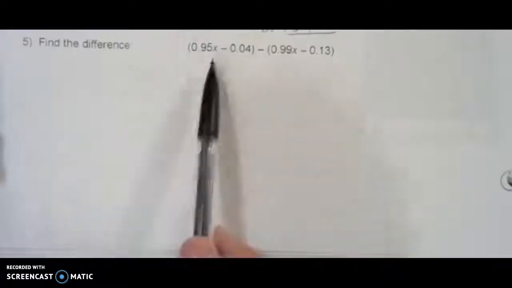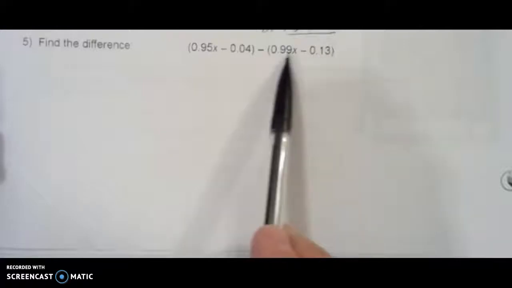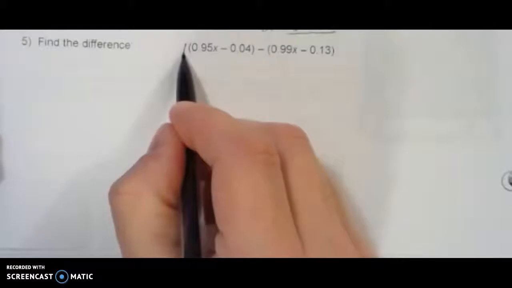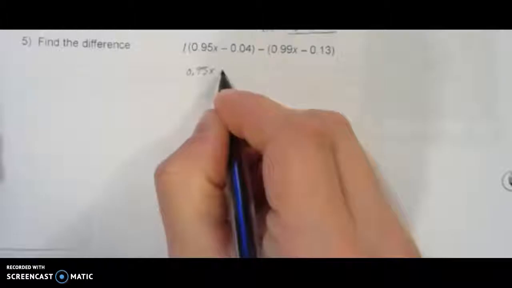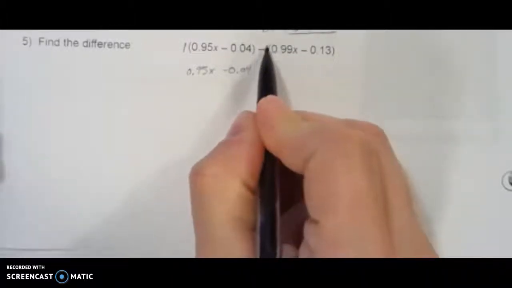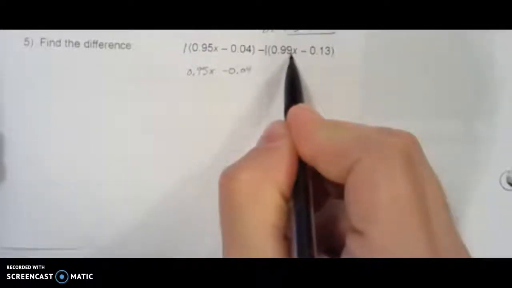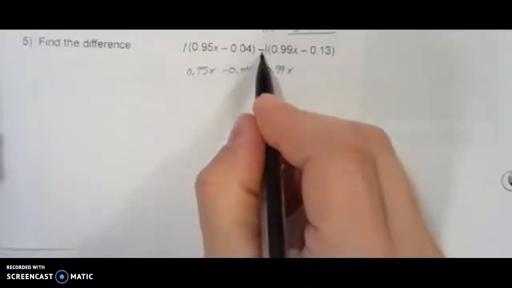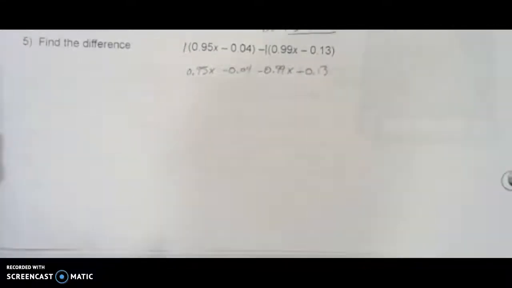In example 5, I'm going to take this entire first expression and I'm going to subtract off this entire second expression. So just like in the last example, there's a positive 1 in front of the first set of parentheses, which isn't going to change the terms at all. 95 hundredths x minus 4 hundredths. But with my second set of parentheses, this is a negative 1 that I'm going to have to distribute. Negative 1 times 99 hundredths x is negative 99 hundredths x. Negative 1 times negative 13 hundredths is positive 13 hundredths.